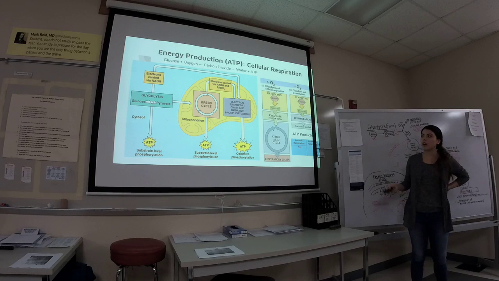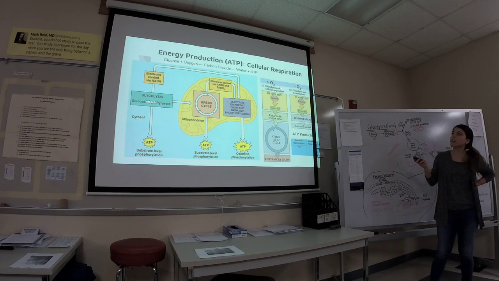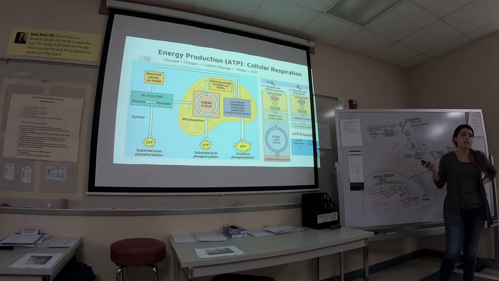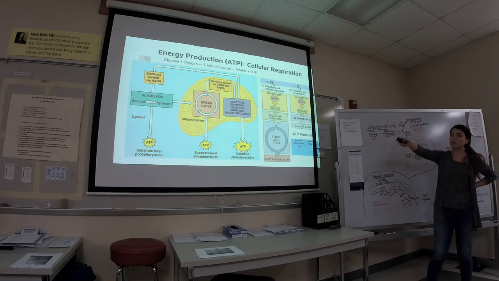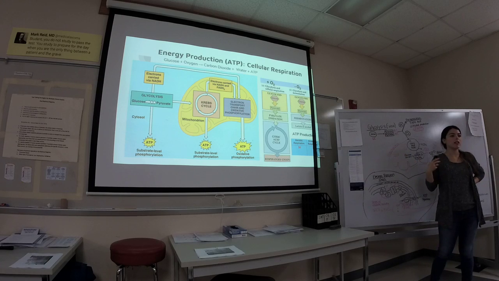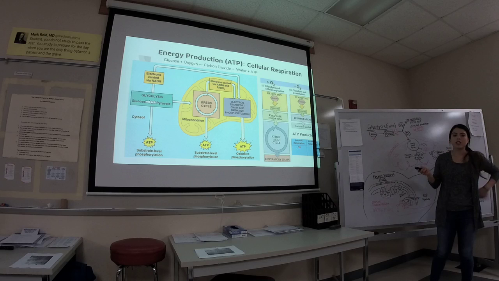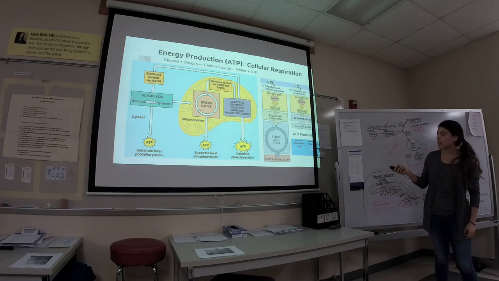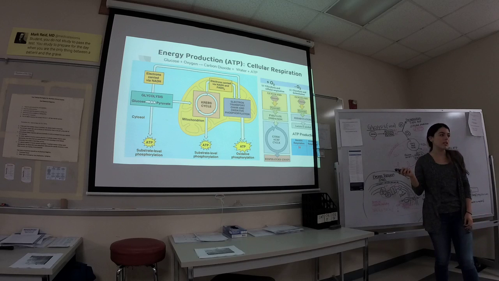Yeah. So like she said, whenever there's oxygen present in the cell, we're going to go through this entire process here: glycolysis, Krebs, electron transport chain, and it creates more ATP. About 30. You don't have to know that. It's just so you can see that it's a lot more than anaerobic respiration, which is only 2 ATP.